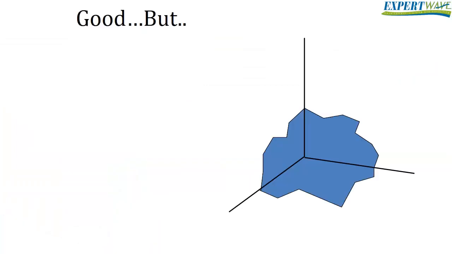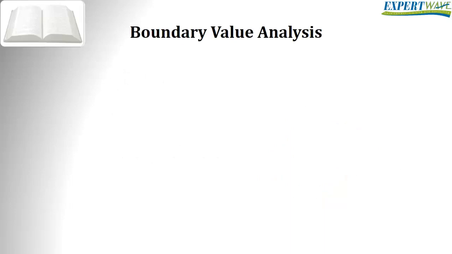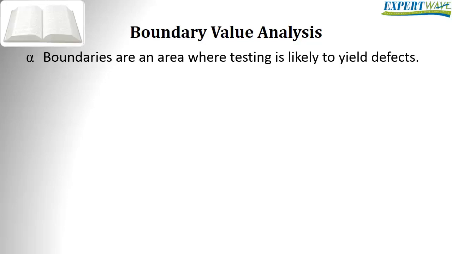Boris Spicer, an American software engineer and author, says that bugs lurk in corners and congregate at boundaries. One thing we know about the kinds of mistakes that programmers make is that errors tend to cluster around boundaries. Some developers might get confused about our employee age and unintentionally get confused about the numbers 20 and 50 and put them out of range.